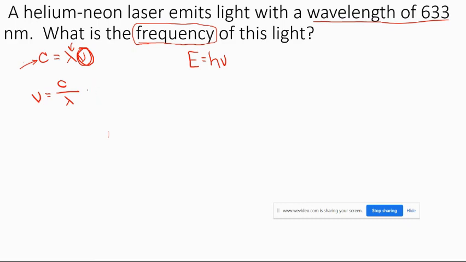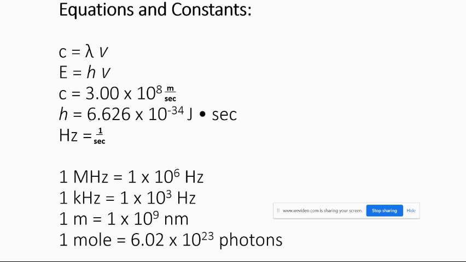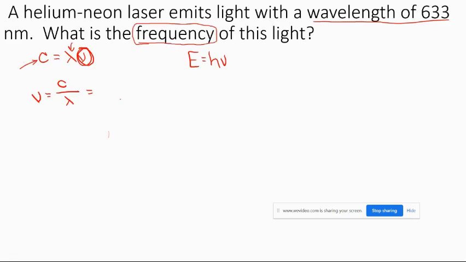All right. So I'm going to go to my sheet here, and I'm going to find the speed of light. That is listed right here. I'm going to write that in. So that's 3.00 times 10 to the 8th, and that's going to be meters per second. Then I'm going to put my wavelength in.